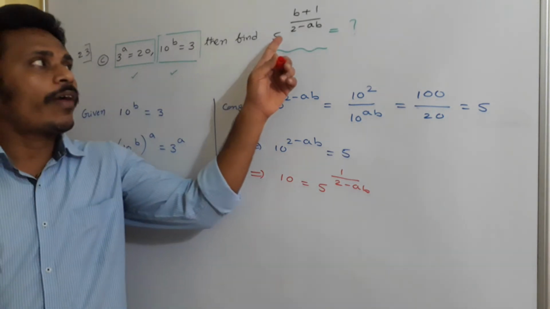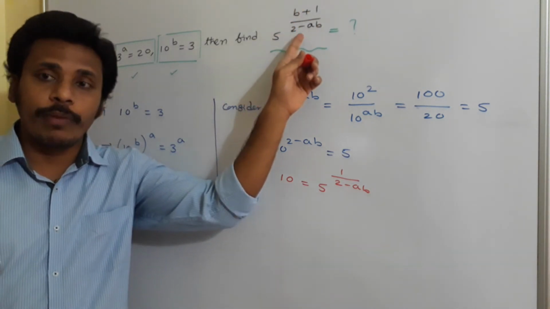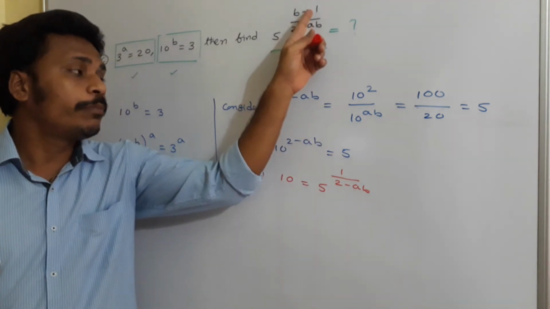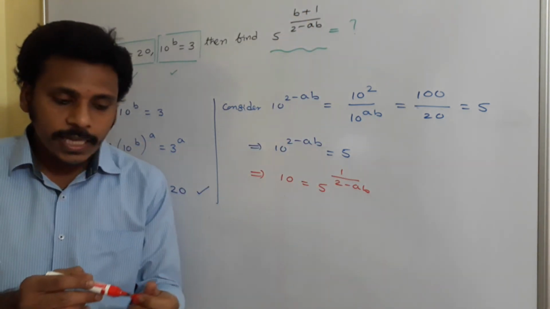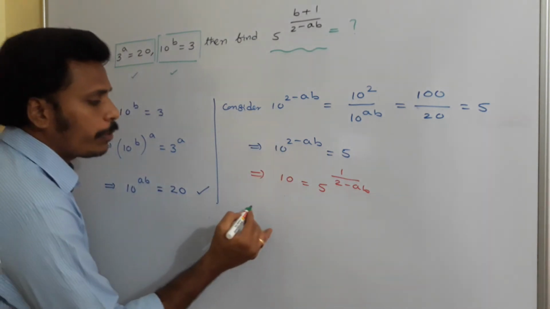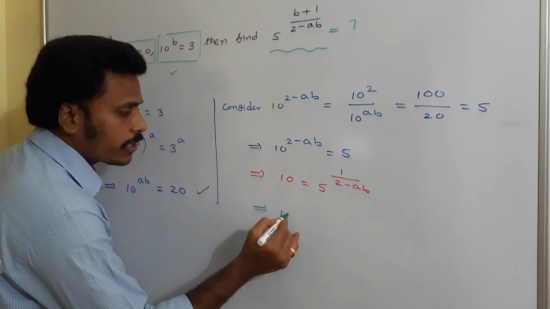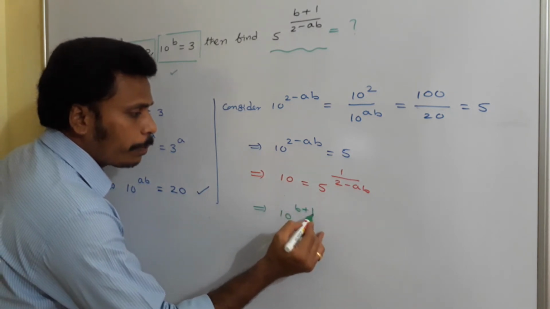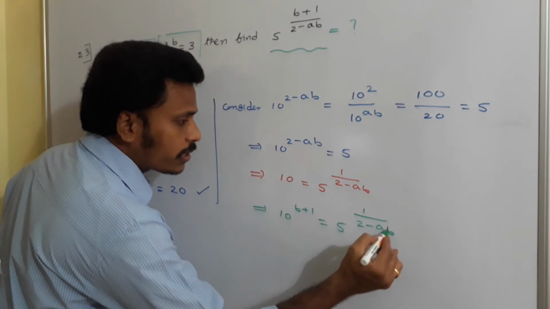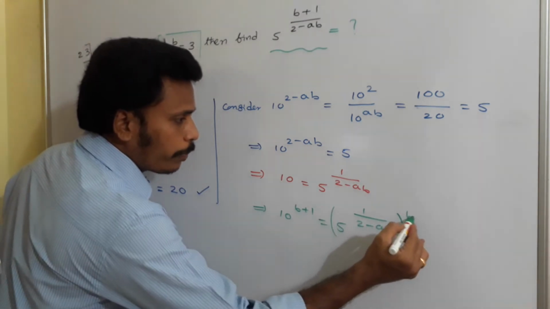Again, I need to find this 5 power b plus 1 by 2 minus ab. I have 1 by 2 minus ab, but I need this b plus 1. So as I mentioned in the previous problem, here again you just apply power b plus 1 both sides. So that implies 10 to the power b plus 1 is equal to 5 to the power 1 by 2 minus ab, to the power b plus 1.